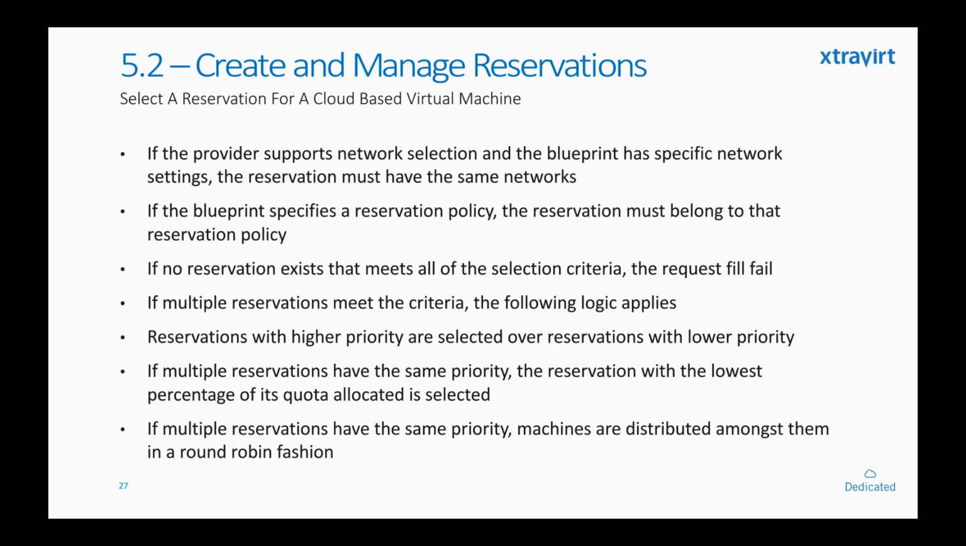If multiple reservations meet the criteria, then the following logic applies, and this is where the priority comes into play, where higher priorities are selected over lower priorities for the reservations. And if multiple reservations have the same priority, the reservation with the lowest percentage of its quota allocated is selected. So it will attempt to balance the load across the reservations. If multiple reservations have the same priority and quota allocation, then it will be distributed among them in a round-robin fashion.